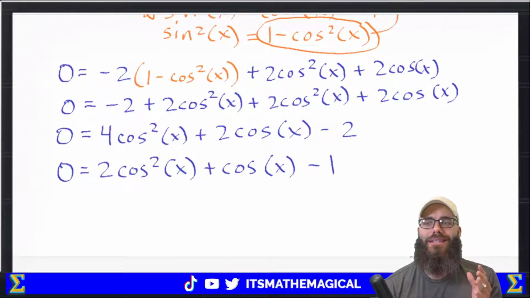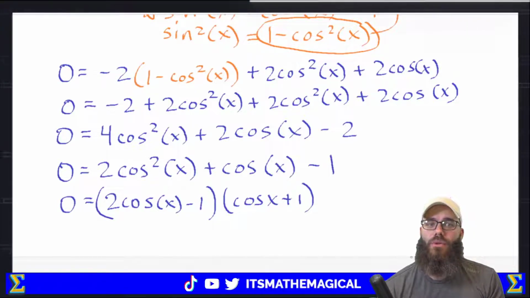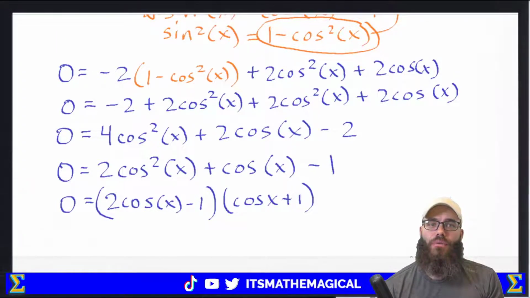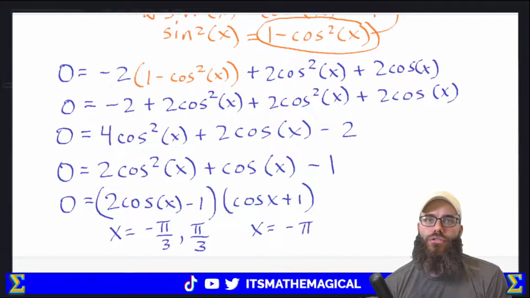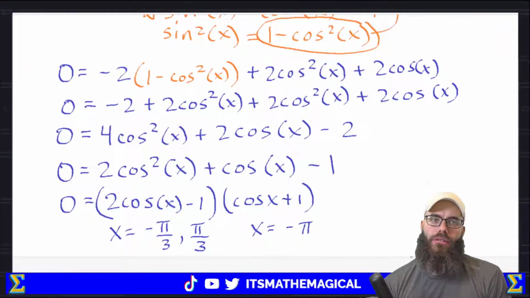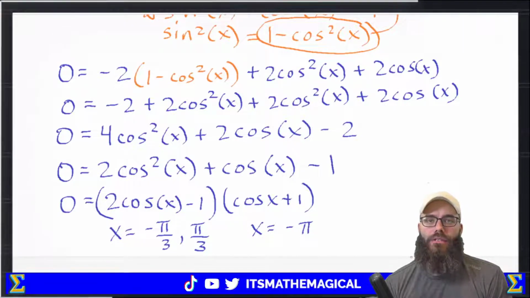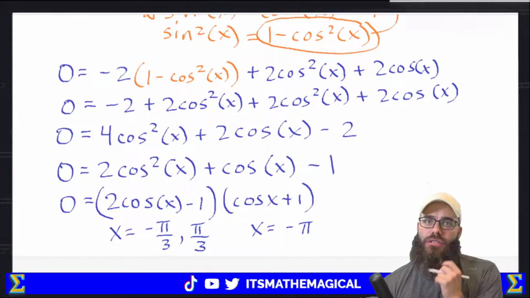You will get these factors. All right, the factors would be 2 cosine x minus 1 times cosine x plus 1. Set these both equal to 0, and you'll get the factor 2 cosine x minus 1 equals 0 at -pi/3 and pi/3. And then the factor cosine x plus 1 equals 0 when x is -pi. So remember, we're only looking on the interval from -pi to +pi. So let's take these, and you'll see the sign chart on the next screen.